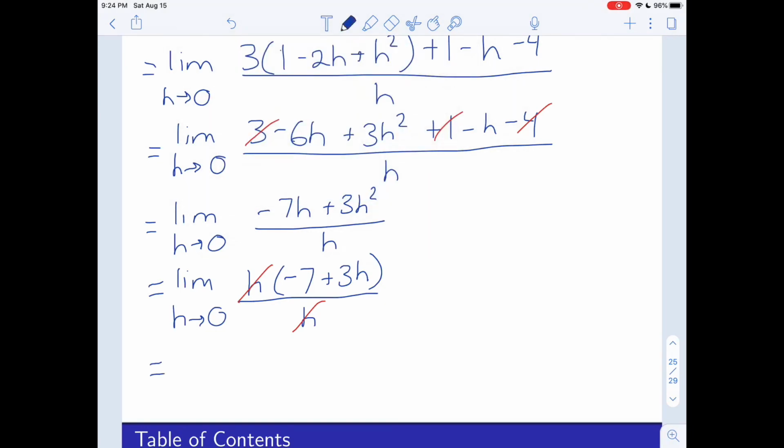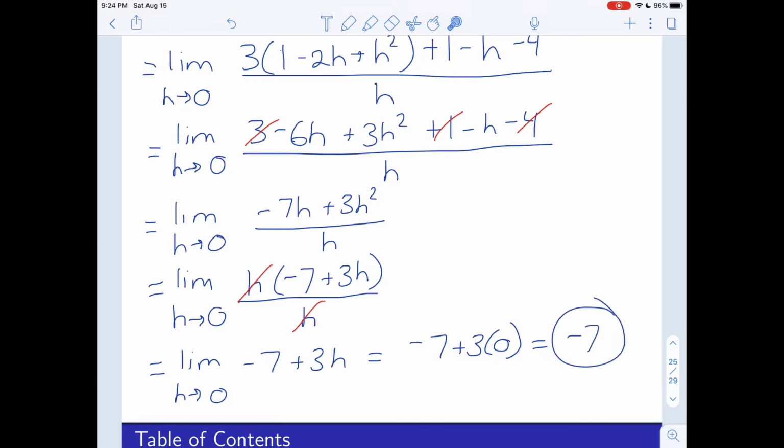So now we're just doing the limit as h approaches 0 of negative 7 plus 3h. And so I can plug in 0. Negative 7 plus 3 times 0. And that's just negative 7.